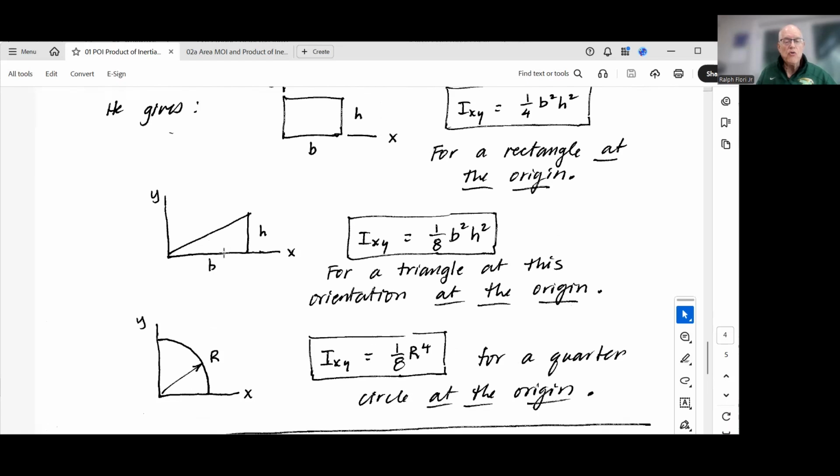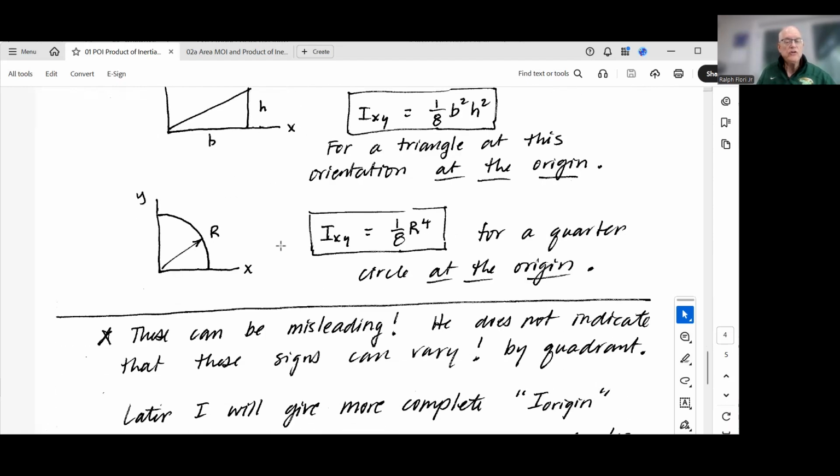There's a triangle with an origin where he gives you just this formula. But again, the sign can change depending on which quadrant it's in, and we'll say more about this later. And finally, a quarter circle. He gives an Ixy formula, which is great for this one that's at the origin with respect to both of those axes. But again, it's negative in quadrant 2, positive in quadrant 3, and negative in quadrant 4. So just be careful, and we'll say more about that later.